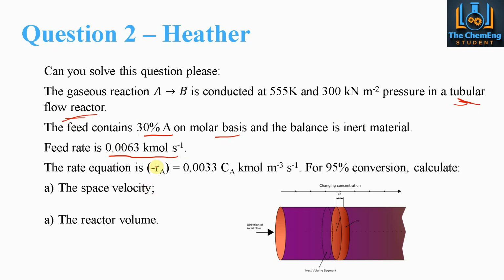And we know that the rate equation here is given by minus Ra is equal to 0.0033 Ca. So that is our K value here, because we have a first order reaction. So minus Ra is equal to K Ca, that's our first order. So we know the value of K here. The value of K is 0.0033. Now we want to say for a 95% conversion, we need to find the space velocity and then the reactor volume that corresponds to a 95% conversion operating at these conditions.